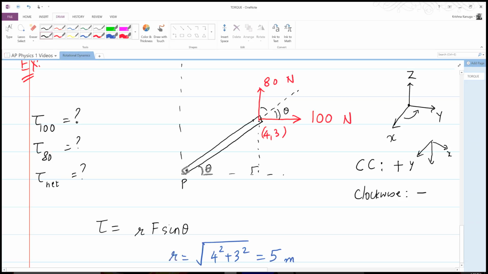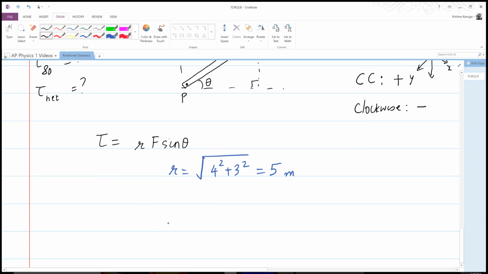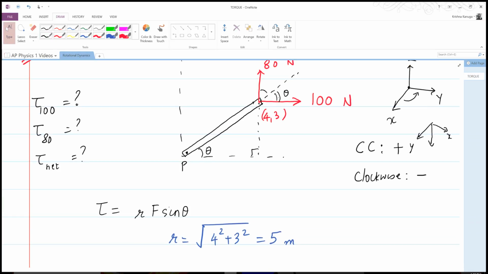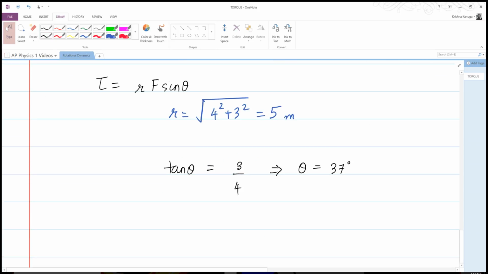In order to calculate theta, I'll simply use my relationship. The tangent of theta is opposite over adjacent, which is 3 over 4, and this ends up giving me theta as about 37 degrees or so. Now once I have my theta, we see that this particular angle is 37 degrees and the other one happens to be about 53 degrees. So we have all our angles for each of the forces. Now we are in business.